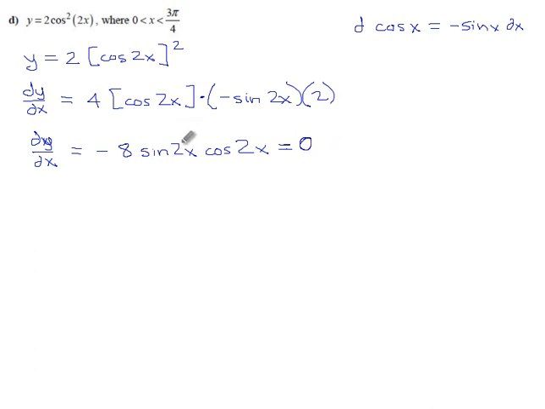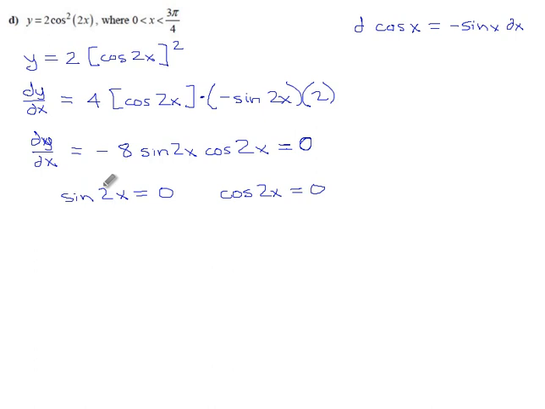So where can these things equal 0? Negative 8 never equals 0. Sine 2x can definitely equal 0. And cosine 2x can equal 0. And we have to find all the places where that happens on this interval that they give us from 0 to 3 pi by 4, which is like 135 degrees.